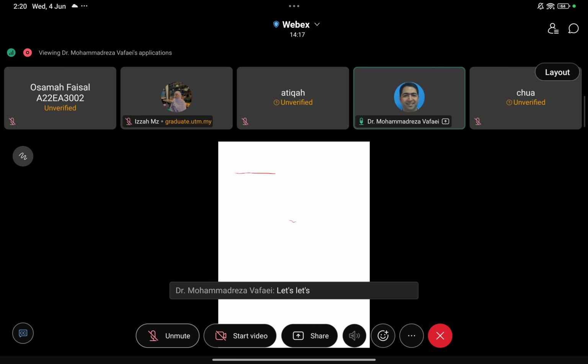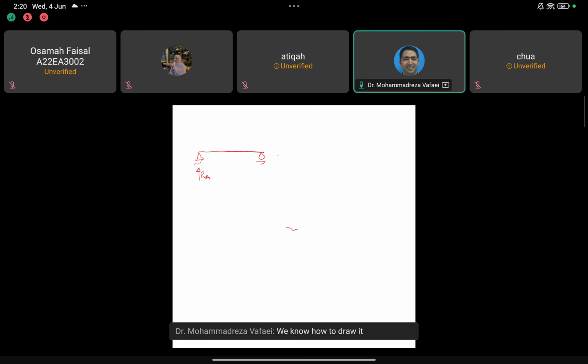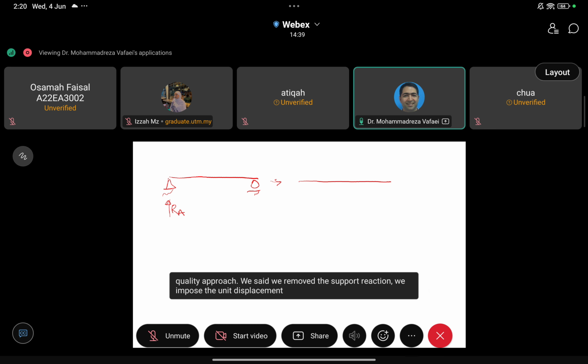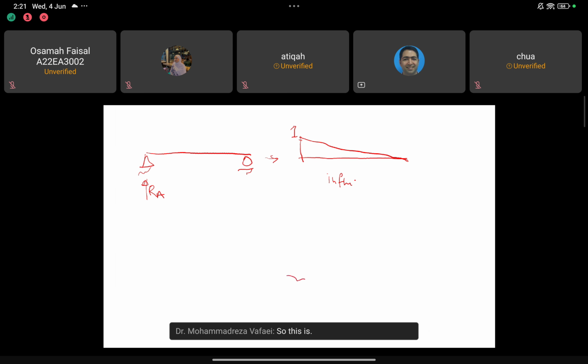Let's assume that we have a beam, and we have drawn the influence line for RA. So we know how to draw it through qualitative approach. We said we remove the support reaction, we impose a unit displacement, and then we look into the displaced shape. So this is going to be the influence line of RA, and the value here equals 1, it decreases to 0. So this is the influence line of RA.